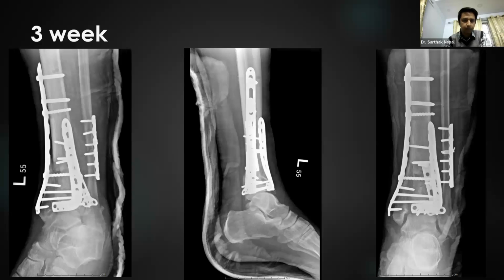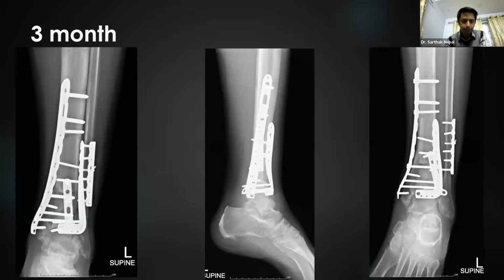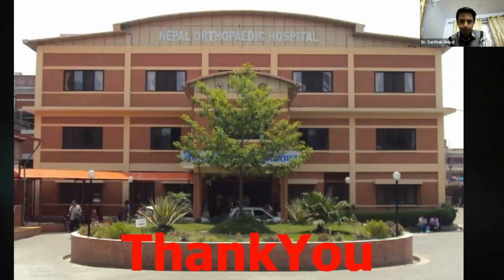This is a 3-week post-op. But since the patient had severe pain, the slab is still in place, but generally I do not recommend the slab placement for more than 2 weeks. And this is a 3-month post-op of the same patient. Thank you.